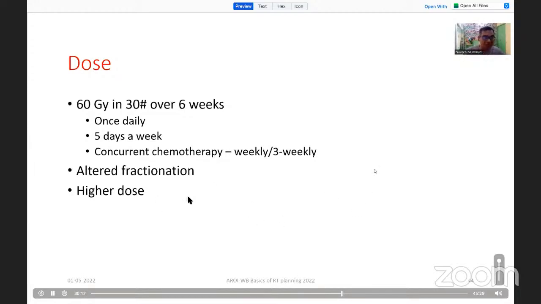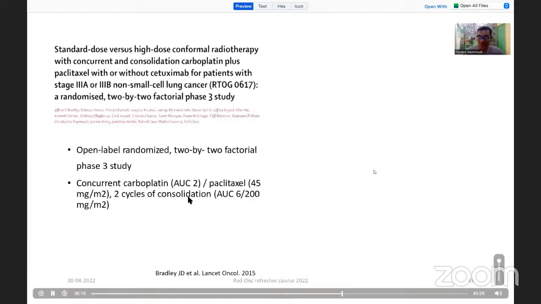Coming to the matter of doses, we've been using 60 gray for almost 2-3 decades now. This is because we established 60 gray was better than 40 or 50 gray way back in 1975 based on an RTOG trial. But since then, multiple studies have shown that higher dose delivery would lead to increased local control and possibly increased survival. So to see whether this increased dose actually translates to survival benefit, this seminal RTOG study was conducted, RTOG 617, which randomized patients between 60 gray versus 74 gray.